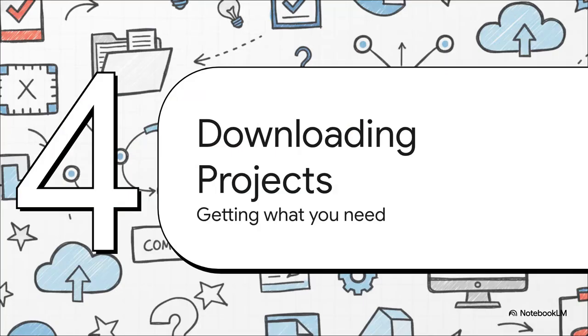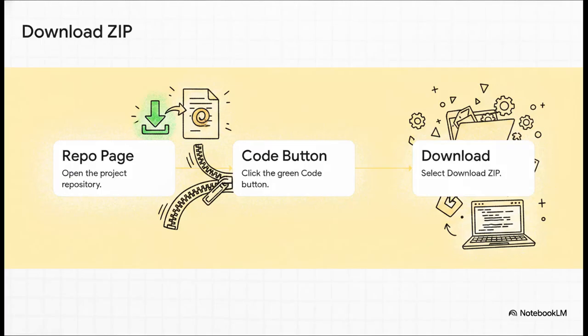Section 4 is a big one: how to download projects correctly and getting what you actually need. Okay, pay attention here, because downloading projects is where most beginners make their absolute biggest mistake. There are two main ways to download files. The first method is clicking that really bright, tempting green button that says Code and selecting Download Zip, which extracts the files directly onto your computer.